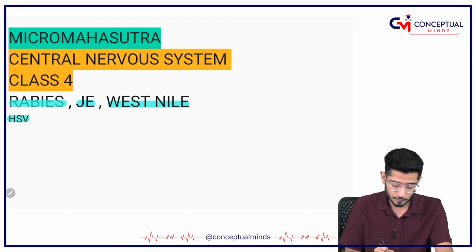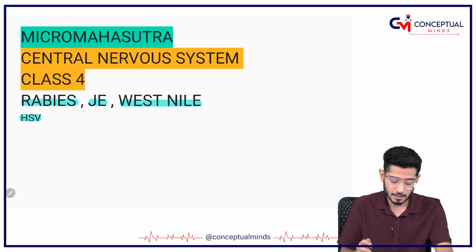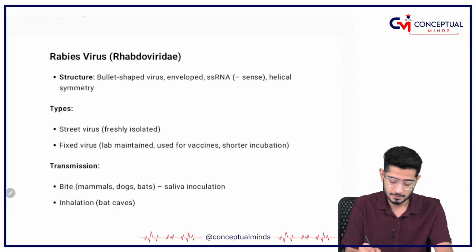So starting with the rabies: Japanese encephalitis, West Nile fever and HSV have been discussed already, but if you are preparing for CNS, please revise HSV properly. The link for it I will provide you in the description box. So coming on to rabies virus.